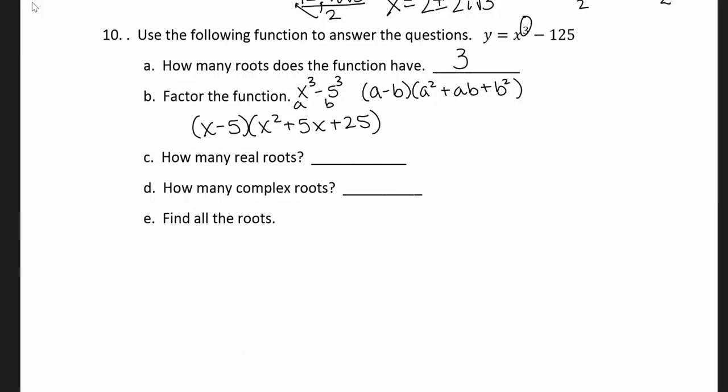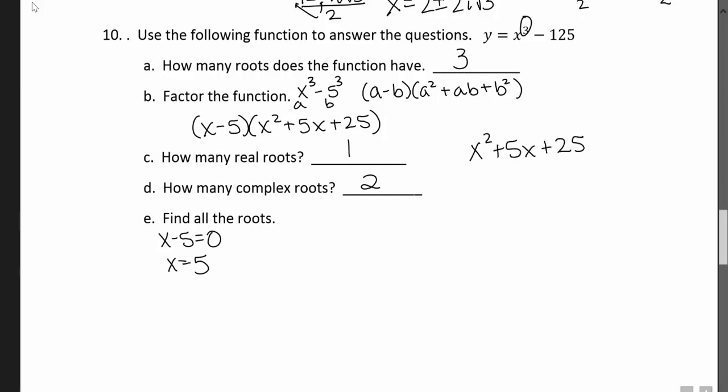Now, how many real roots? If you remember from number 9, there was 1 real and 2 complex. 1 real comes from the x minus 5. So x minus 5 equals 0. x equals 5. There's my 1 real. Complex, there are 2. And that's going to come from the x squared plus 5x plus 25. There's nothing that multiplies to 25 that will add to 5.